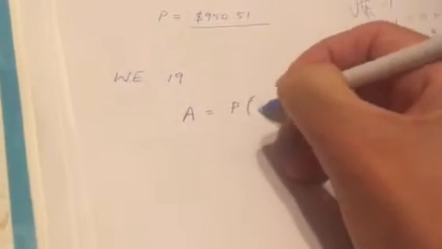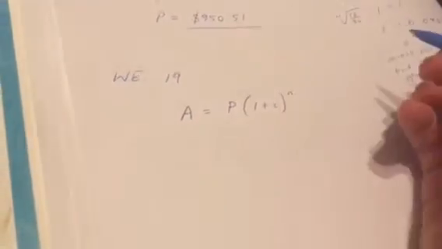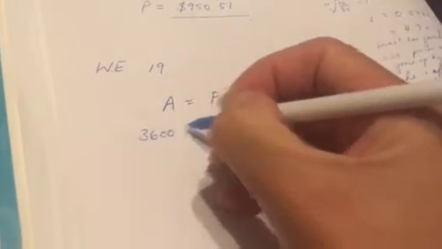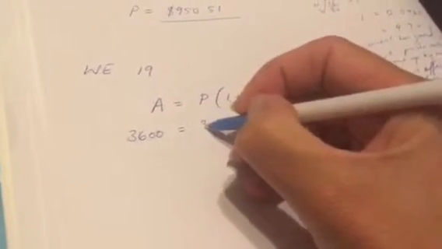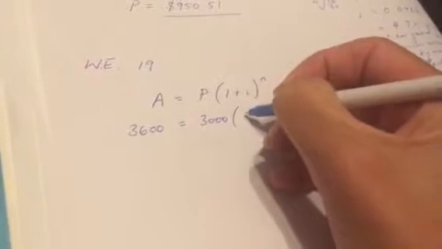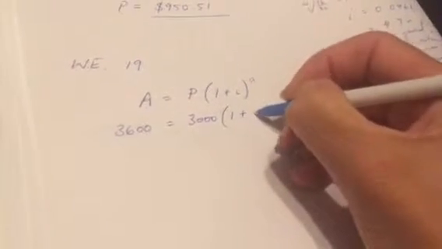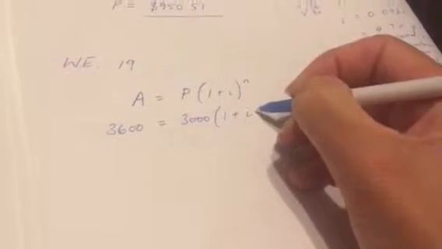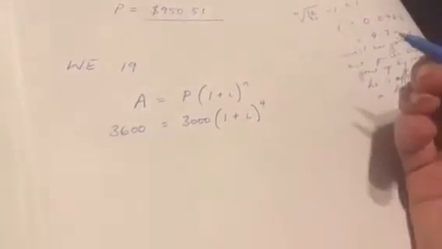So I'm going to start with the compound interest formula. Amount equals P(1 plus I) to the power n. Now the amount at the end of the investment was $3,600. The principal was $3,000. We don't know the rate. That's actually what we're going to try and find out. We do know it was for 4 years.